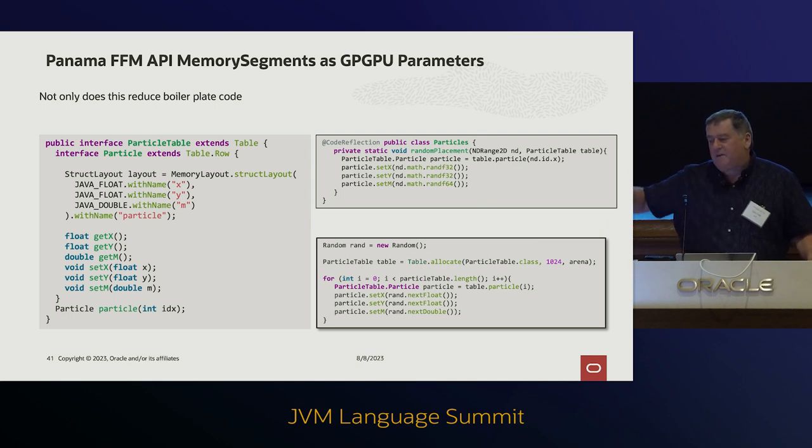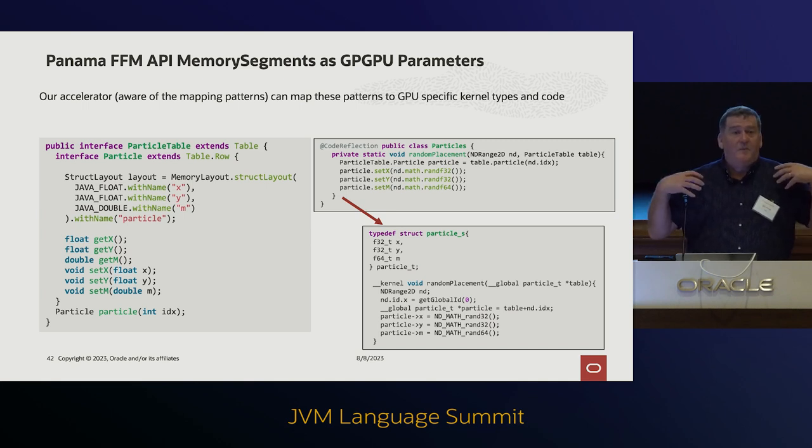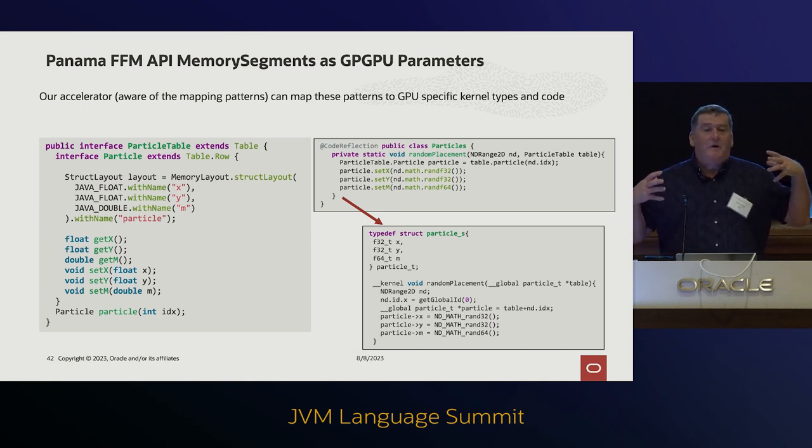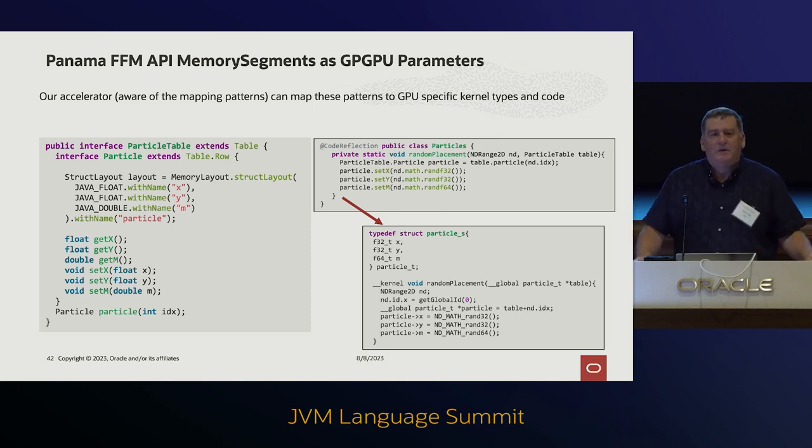So this is what our code looks like afterwards, after we've been through this particle table. The Java code is the bottom right. That's setup code. Top right is what a kernel might look like. It's a perfectly reasonable kernel code, and it can be taken apart and turned into C99 code. Because the accelerator knows the pattern used to build the wrappers, it can use that in-depth knowledge to spin the code up that needs to read from the wrappers in the target machine, if that makes sense.